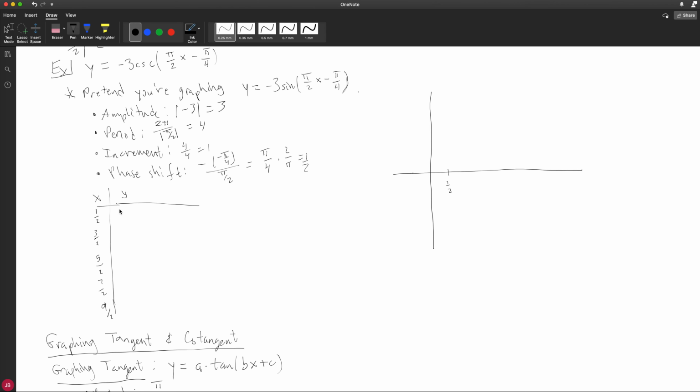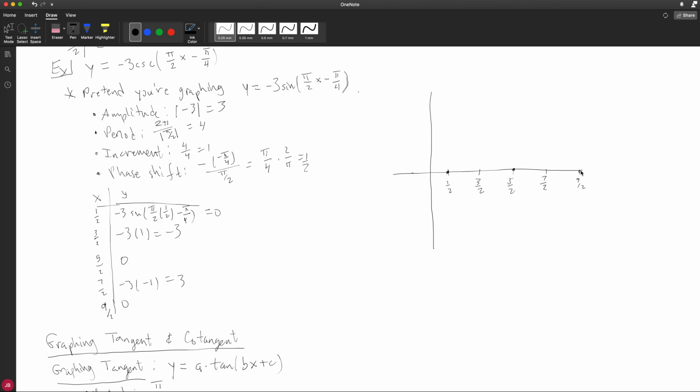And now plug in 1/2, you'll get -3 sine of pi over 2 times 1/2 minus pi over 4. Notice I get 0 in here, and I get sine of 0 is 0, so this will just be 0. The next one will be -3 times 1, which is -3. Then another 0, and then -3 times -1, which is 3, and then finally another 0. Okay, so let's see here.